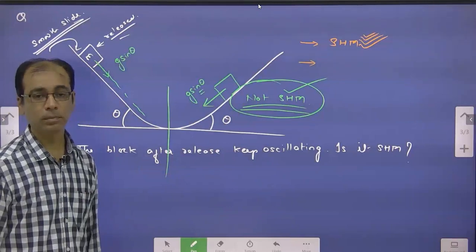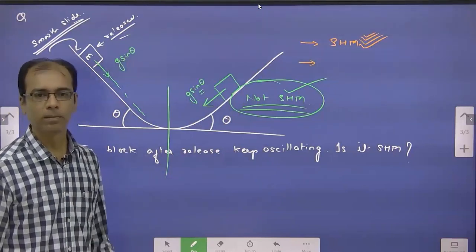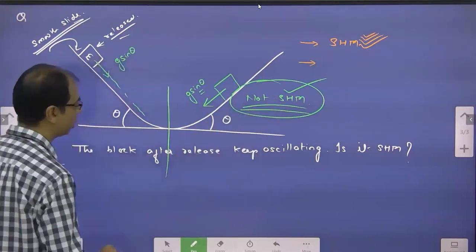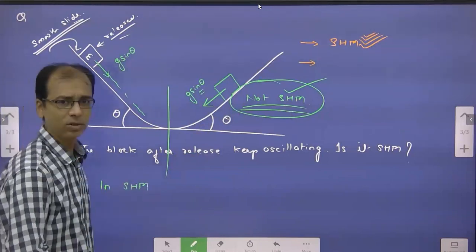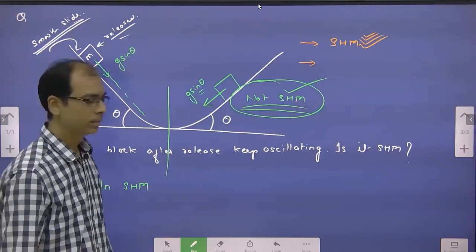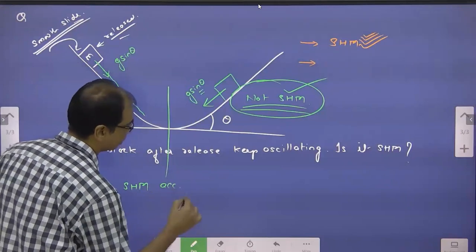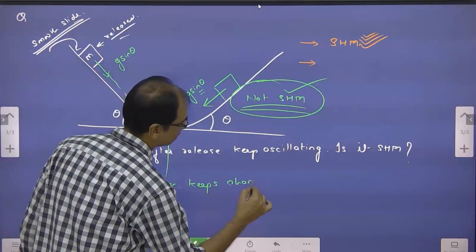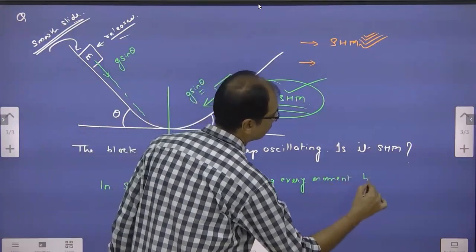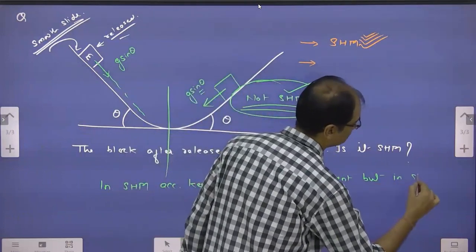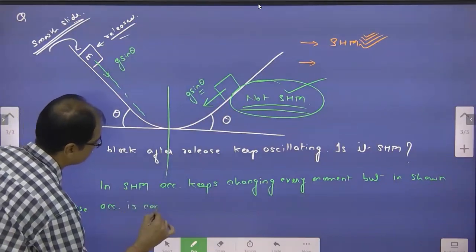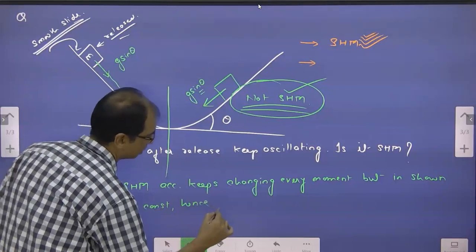So it's not SHM. In SHM, acceleration keeps on changing. Acceleration needs to change every moment. But is it oscillation? Yes, it's oscillation. SHM is also oscillation, but SHM is a special oscillation. In SHM, acceleration keeps changing every moment. But in the shown case, acceleration is constant.